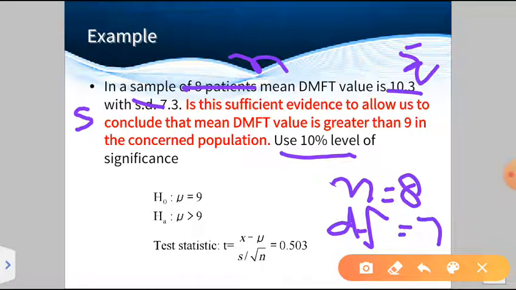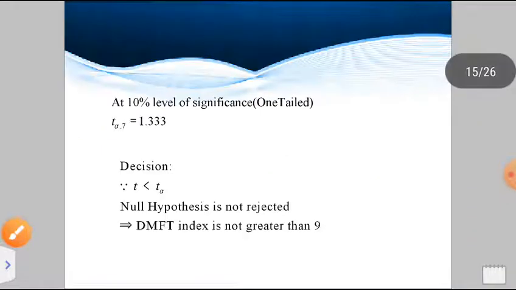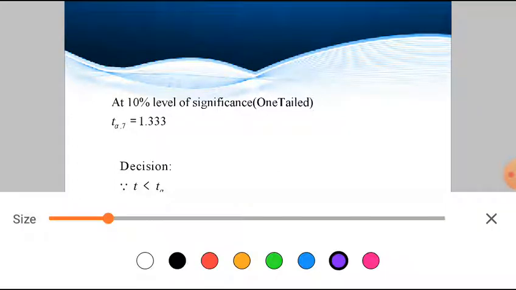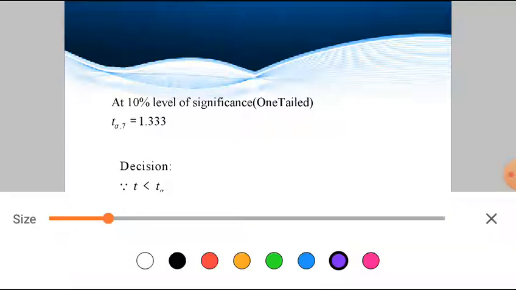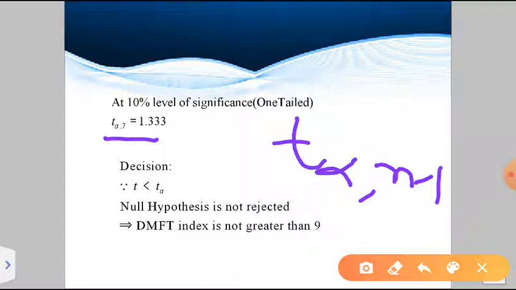So if we have to go for the t standard value, we have to look for the t at 10% level of significance. It is a one tail test, and we have to take the degree of freedom. Here we are getting t alpha 7. This is the way to write down t: the level of significance followed by the degree of freedom, n minus 1. So it is given as 1.33.